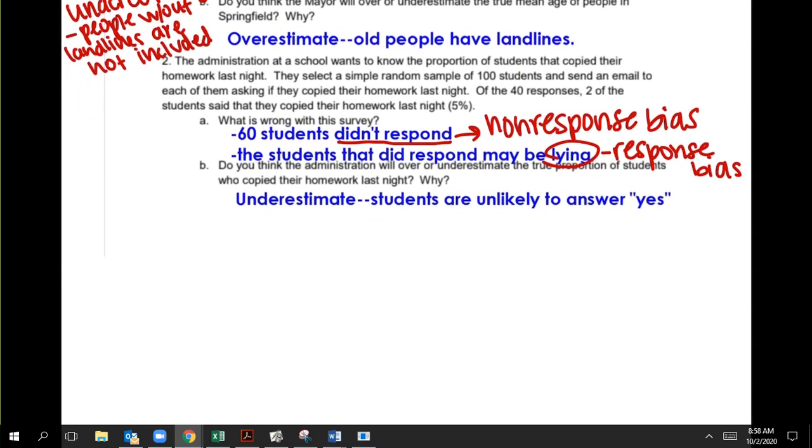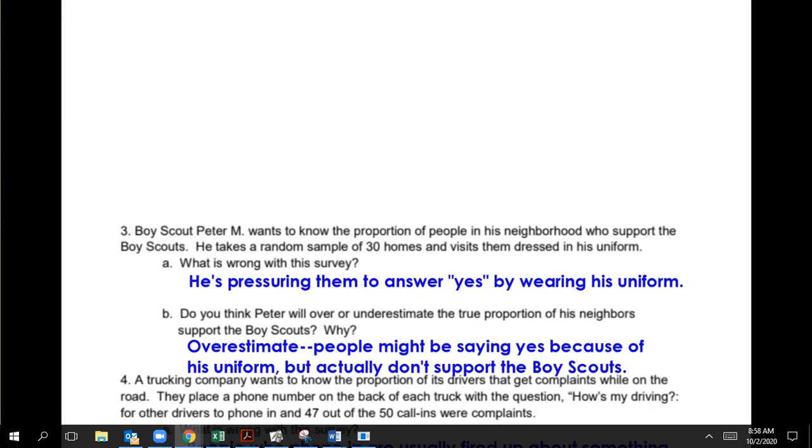Okay, next, number 3. Boy Scout Peter M wants to know the proportion of people in his neighborhood who support the Boy Scouts. He takes a simple random sample of 30 homes and visits them dressed in his uniform. So here he is, a Boy Scout, showing up at your door wearing his uniform, looking all cute, and he asks, do you support the Boy Scouts? And I don't know many people that are going to say no while he's wearing his uniform in front of them. And so he's pressuring them to answer yes by wearing his uniform, which is also a form of response bias, because they're receiving pressure to give a different answer than they might already give.